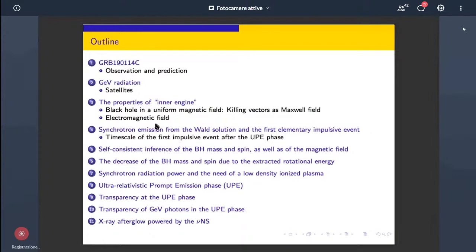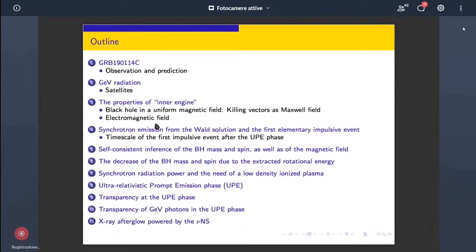I will go on with the determination of the properties of the inner engine, such as the mass and spin of the central engine and the magnetic field around it. I will skip this very fast because I want to focus on the ultra-relativistic prompt emission phase, the so-called UPE phase, going through the compactness problem in this phase, studying the transparency condition, the behavior of the magnetic field, the mass of the black hole, and why we have such an ultra-relativistic prompt emission phase, and why we have this self-similarity behavior in these or similar sources.